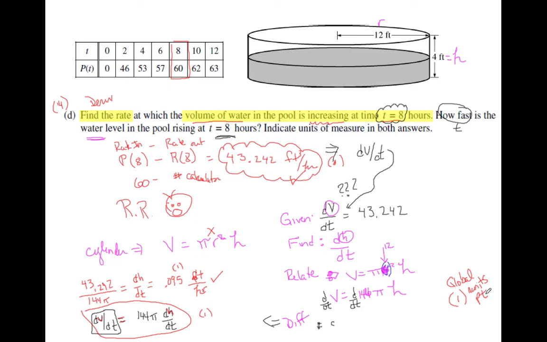Then they gave 1 point for the answer, 0.095, and then this problem had a global units point. The 4th point was on having the feet cubed per hour here, and the feet per hour here. So if you had one but not the other, or neither, or one of the other was wrong, you would lose that global units point.